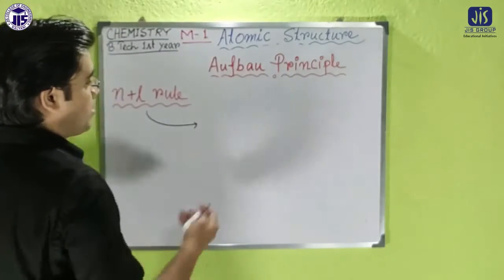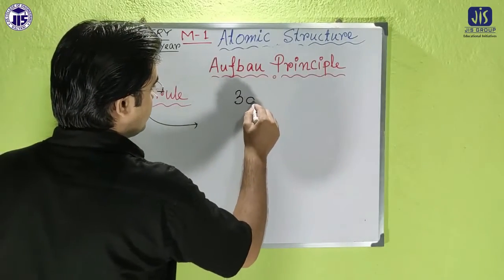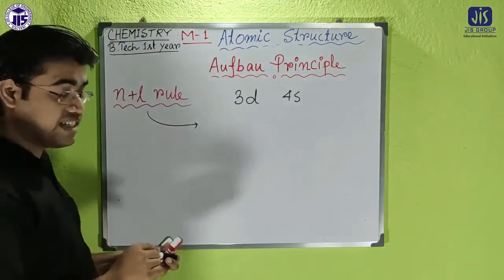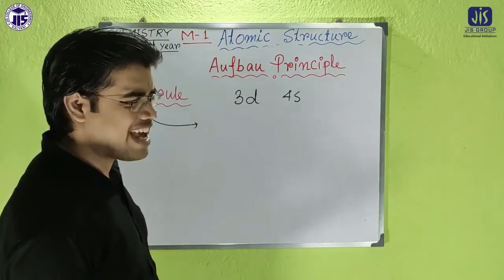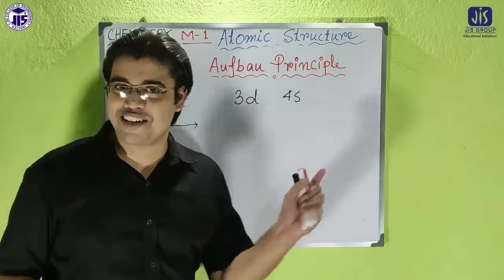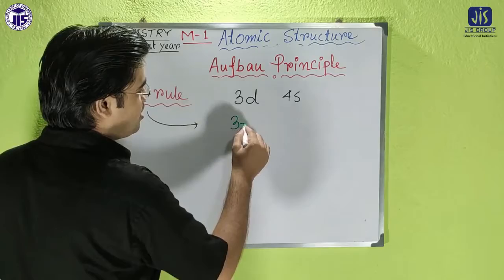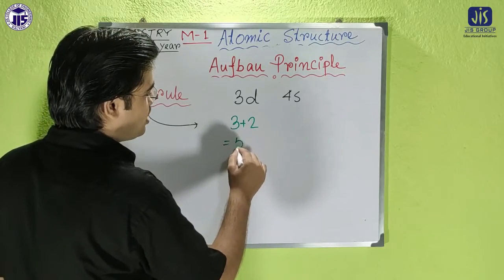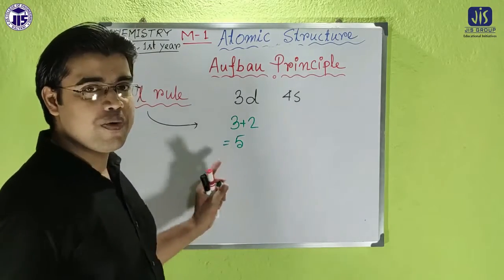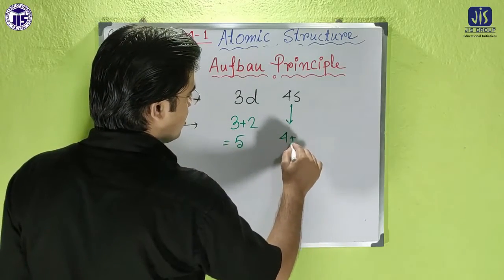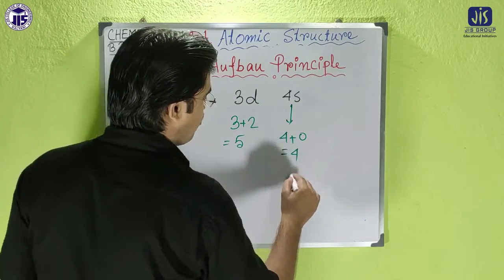I can give you another example: 3d and 4s. This is the most common example. I think all of you know. There is some exception, that's why we have to keep that example in mind always. So if it is 3d, 3 plus 2 means it is 5. And 4s means 4 plus 0, that means it is 4.